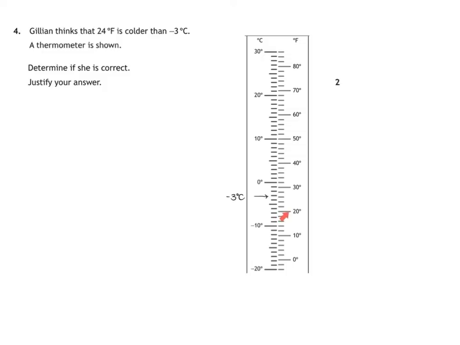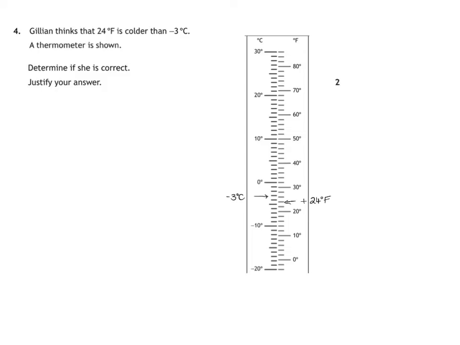So if we look at this, 20, 22, 24, so we can mark our 24 on here. So it's not minus 24, it's positive 24 degrees Fahrenheit. So we can see there that our 24 is in fact lower. So we are correct.